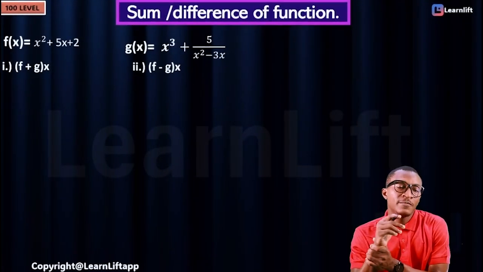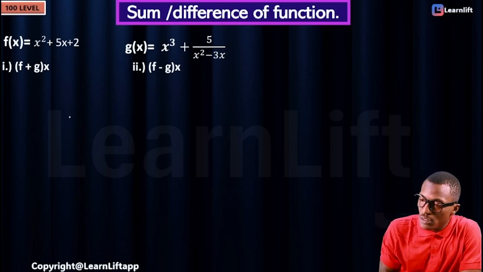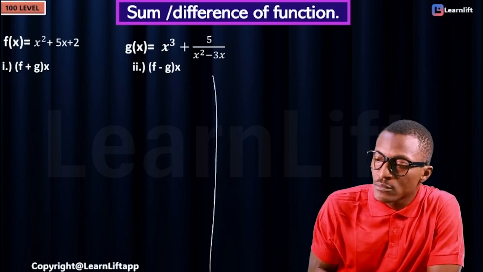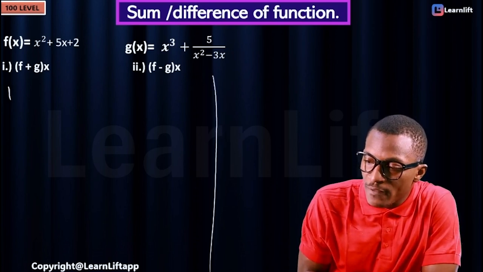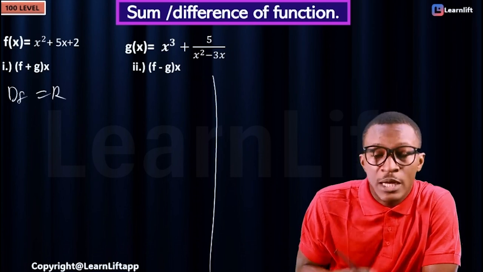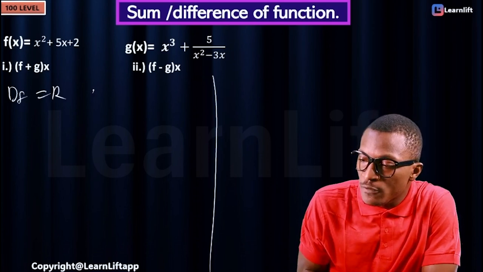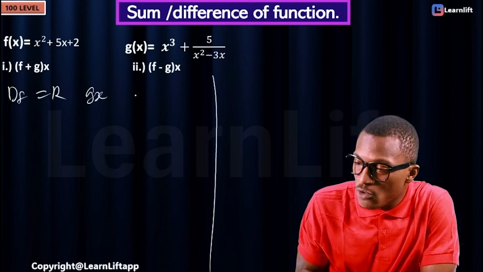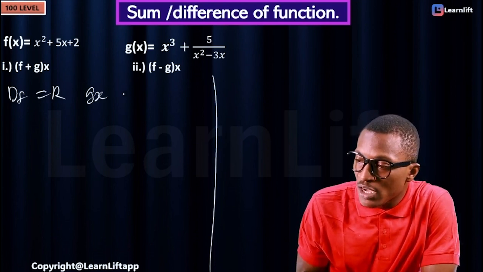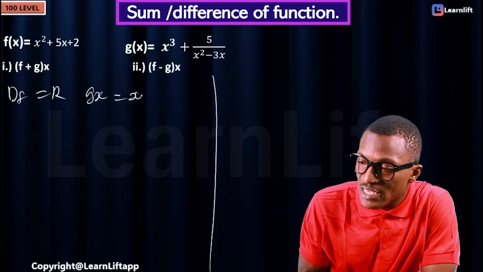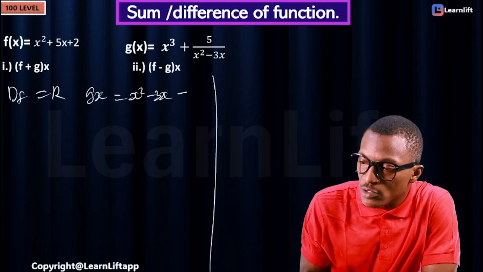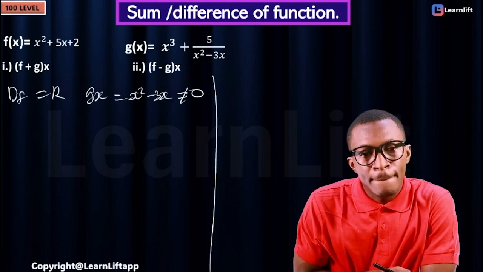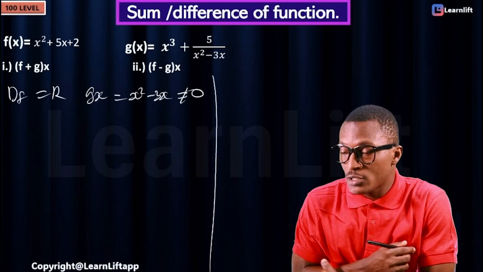Let's see under sum and difference. This one, let's see how we solve this. First of all, let's find the domain. What's the domain of f? The domain of f is all real numbers because there's no square root. What's the domain of g of x? There's a denominator, so we look at the denominator. From that denominator, to find the domain, we set x cubed minus 3x not equal to 0. Right? Because it's the denominator only.